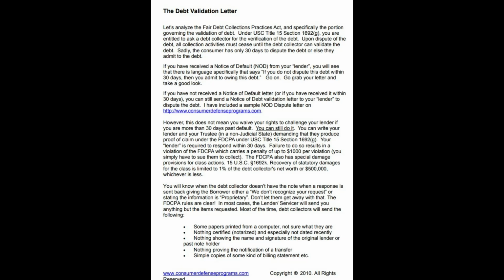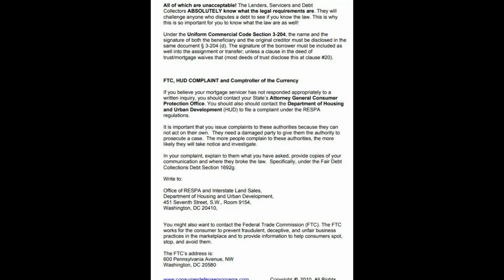Under the Uniform Commercial Code, Section 3-204, the name and the signature of both the beneficiary and the original creditor must be disclosed in the same document. Clause 3-204D, the signature of the borrower must be included as well in the assignment of transfer, unless a clause in the deed of trust mortgage waives that. Most deeds of trust disclose this at clause number 20, and I have seen that too, where you sign it and it says that the note may be transferred or sold or anything like that. And it doesn't matter if you know it or not. The fact is that if they do sell it or transfer it to somebody else, then nobody has the right to foreclose. It doesn't matter if you sign the fact that you know that it was going to happen.